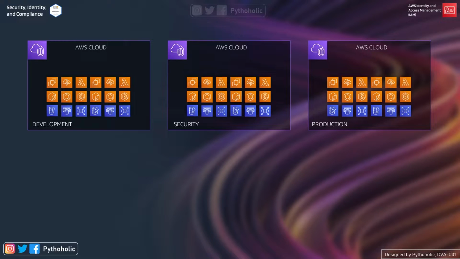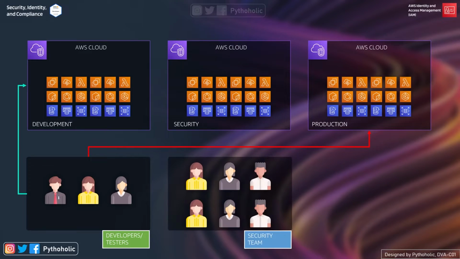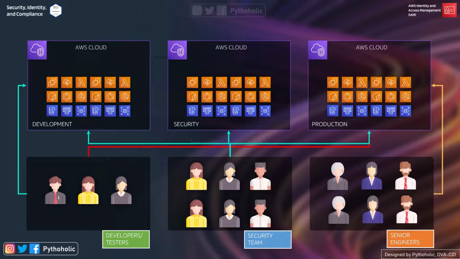In real-time scenarios in the same organization, we have multiple AWS accounts for each team or pillar. If you see here, we have an account for the development team, we have one for security, and the last one that we have is for production. Based on that, we have to make sure that the developers and testers have access to the development account, and we should restrict their access to the production account or the production environment. Next, the security team has access to all the accounts so that it can monitor the resources and apply certain organizational policies. And next, we have the senior engineering team who has access to both the development account and the production account.